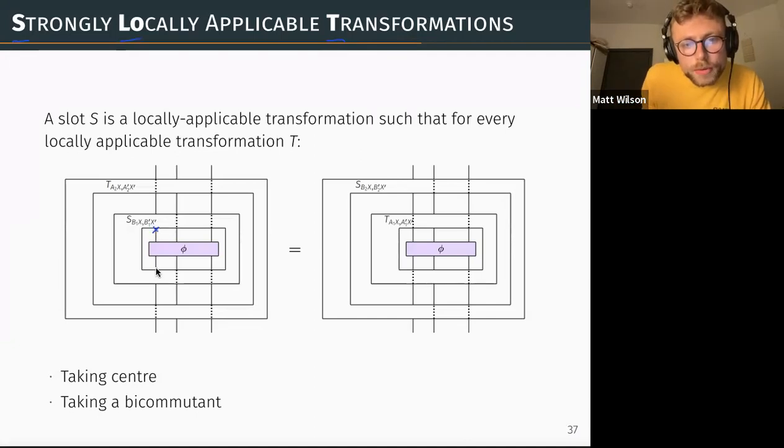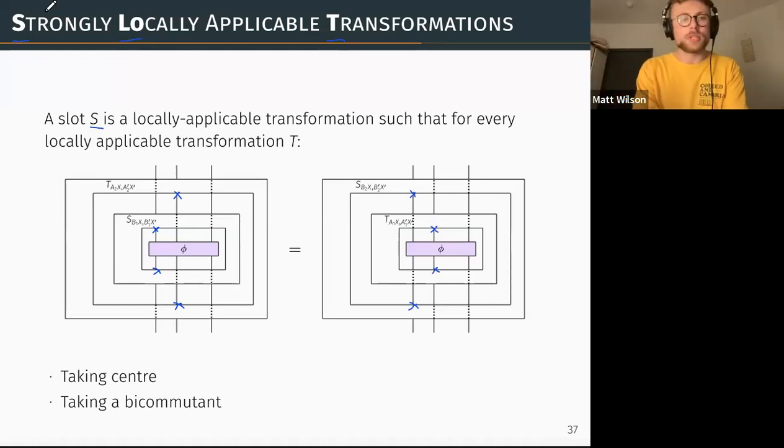So for instance, I can imagine S here is going to be my slot. I can apply S on the left-hand side and then apply some locally applicable transformation on the right. If S is a slot, that should be the same as just doing S after having applied my locally applicable transformation T on the environment. So it commutes even with all locally applicable transformations. This essentially forces the polycategory stuff, although of course it takes a while to actually prove, but also some really, really good news is that this solves the unitary problem as well.